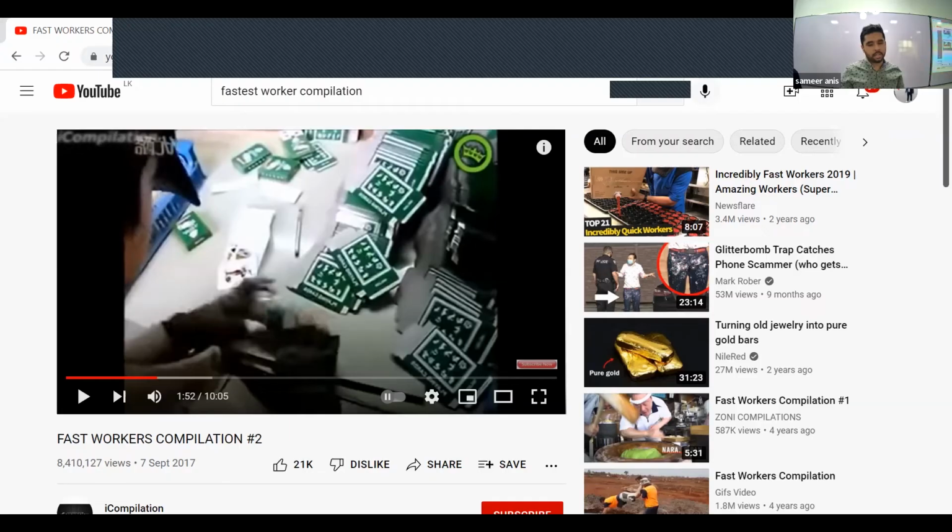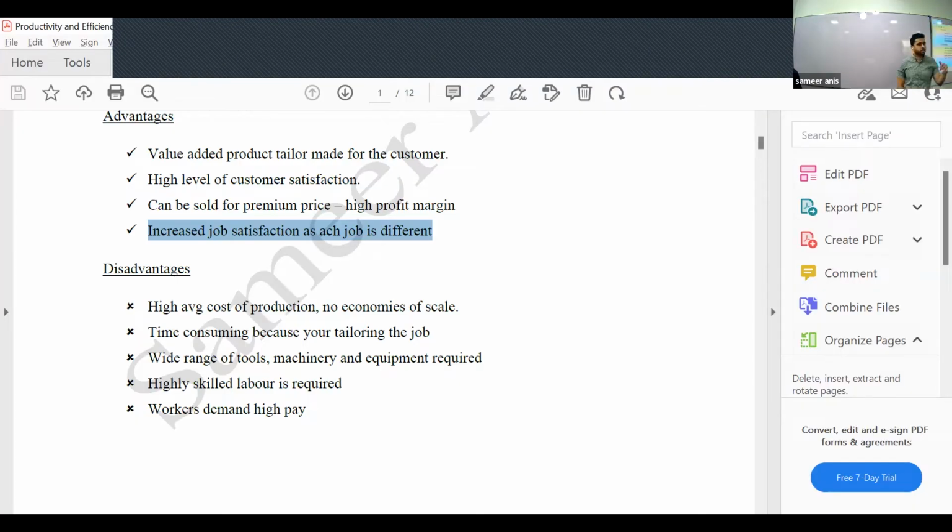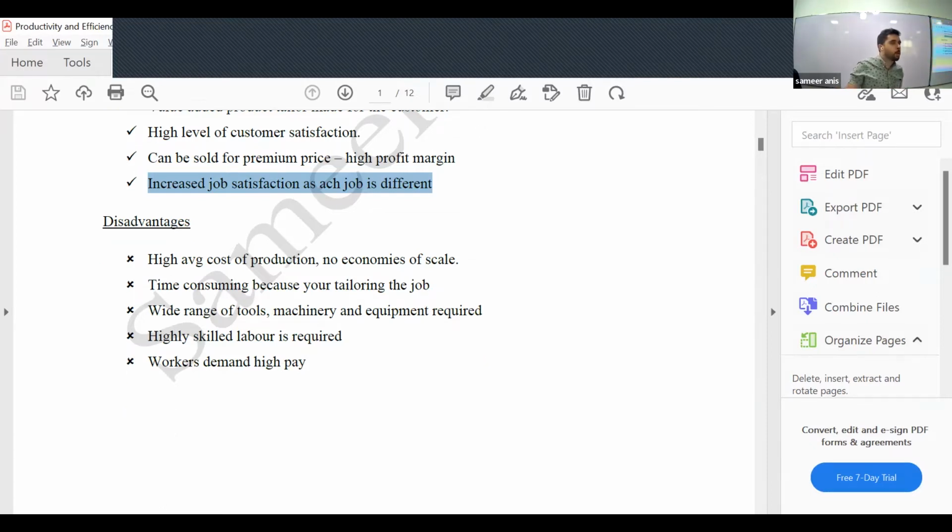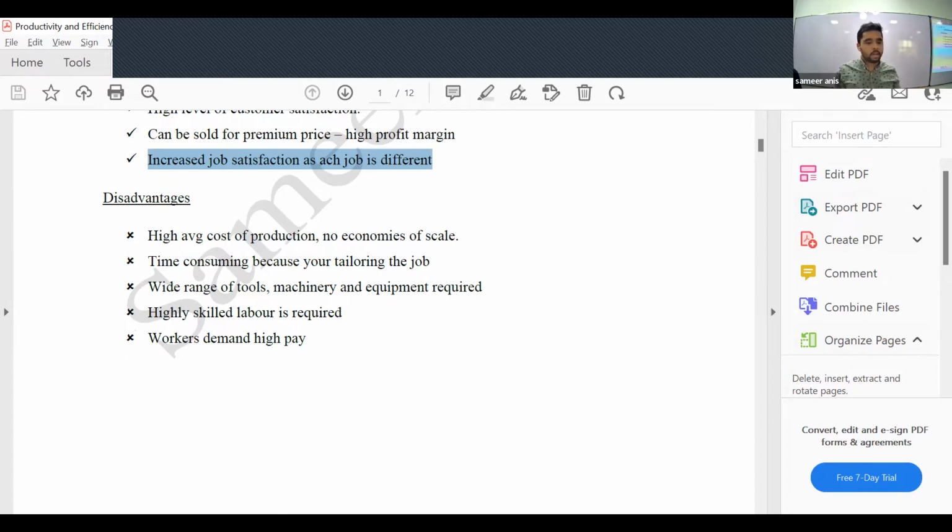So guys, you agree, right? Doing this every single day, would it make your job boring? But in job production, it's not like that. Each job is different, so it's more exciting for you. What are the disadvantages, guys? No economies of scale. You all have studied economies of scale, right? Because you're producing only one at a time. To achieve economies of scale, you have to produce large quantities of identical goods. So here you can't get that.